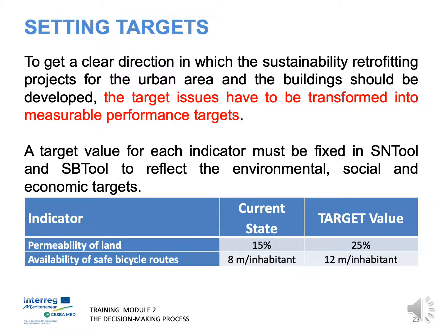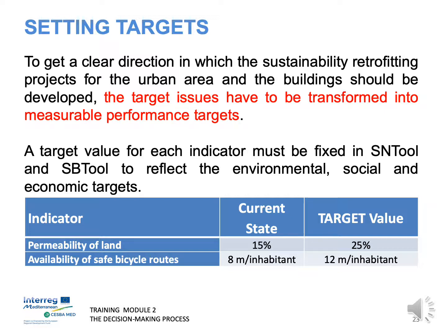To get a clear direction in which the sustainability retrofitting projects for the urban area and the buildings should be developed, the target issues have to be transformed into measurable performance targets. A target for each indicator must be fixed in both the SN tool and SB tool to reflect the environmental, social and economic targets. So for example, here we are seeing two particular indicators, for example, the permeability of the land.